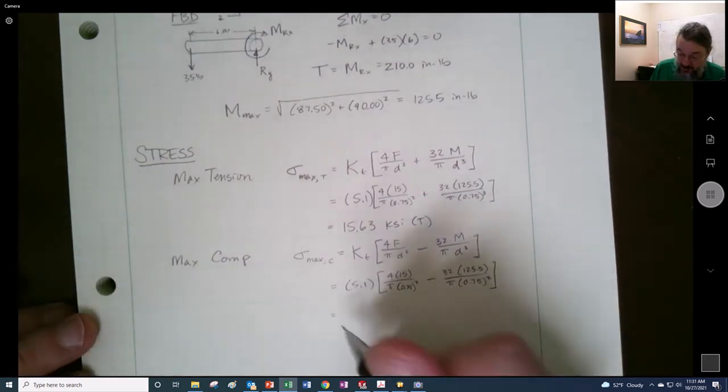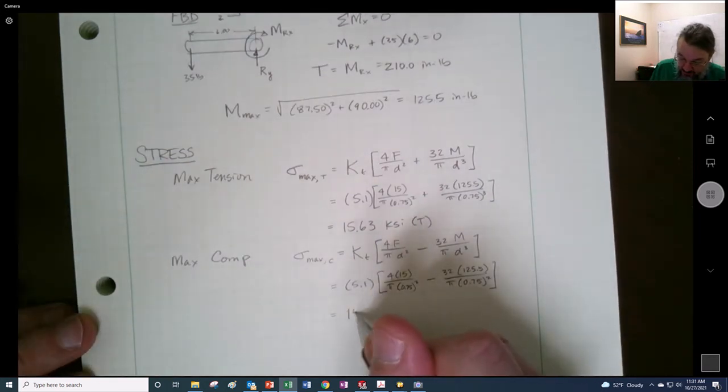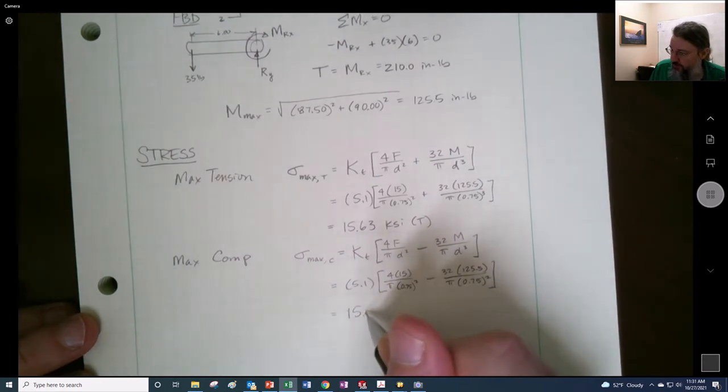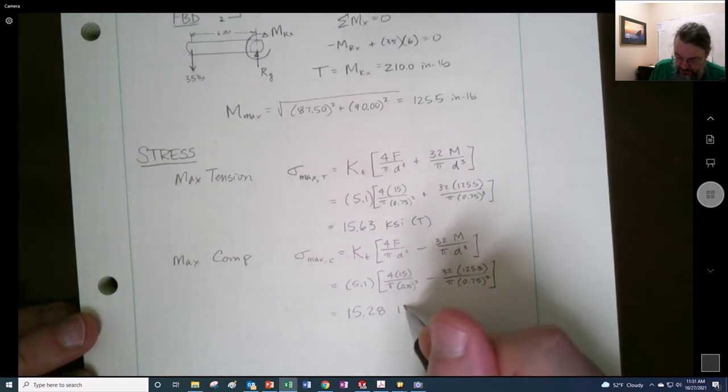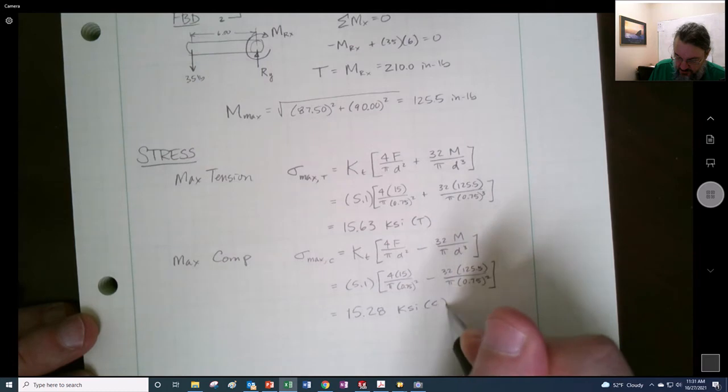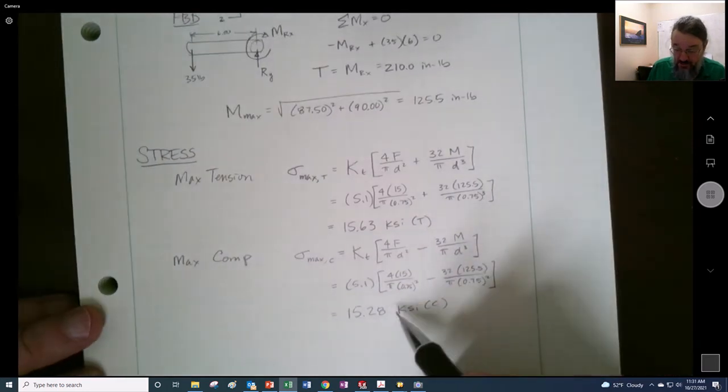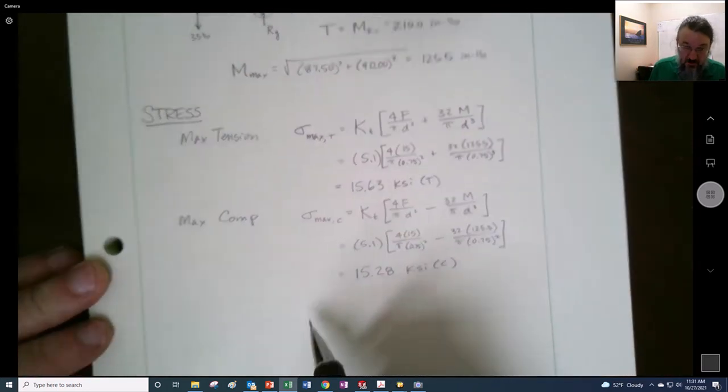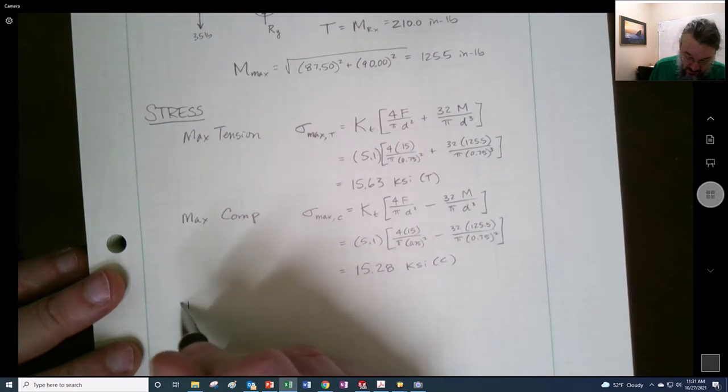So we get a very slight difference, and I'm not going to even put the negative in there. I'm just going to put it down here. There's not much difference in terms of the overall magnitude of this. And then we just go to torsion.